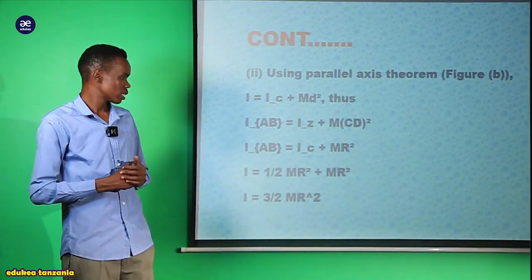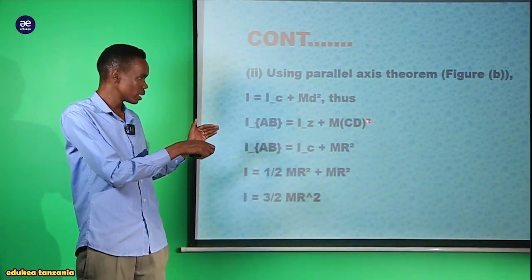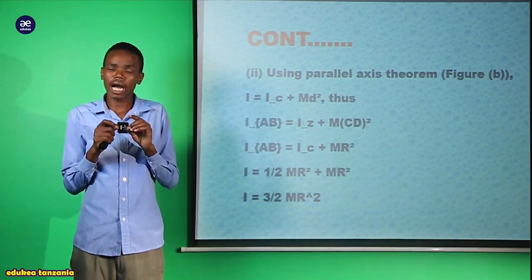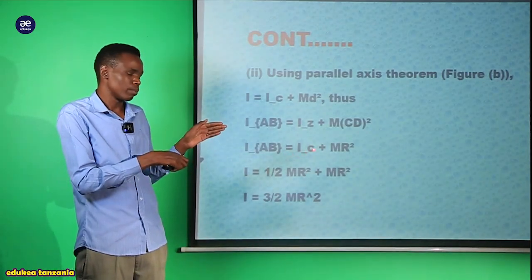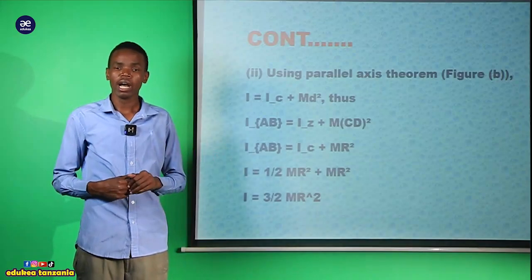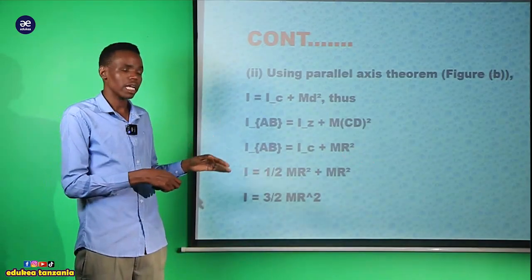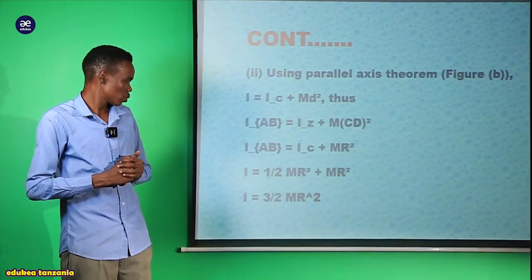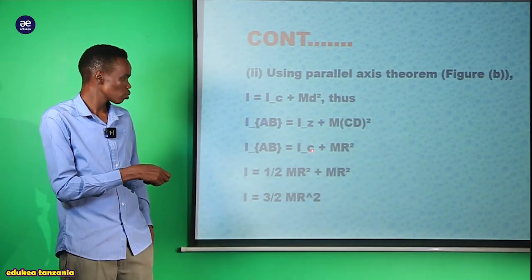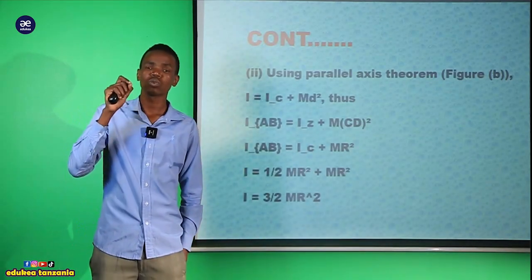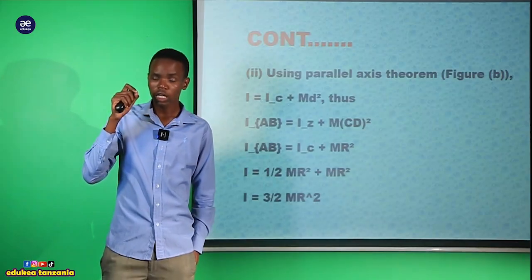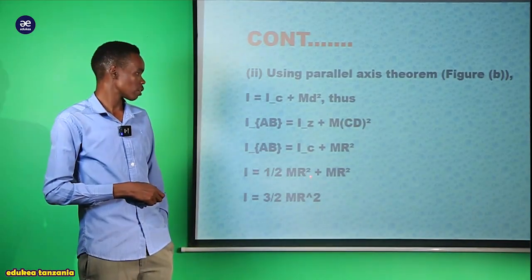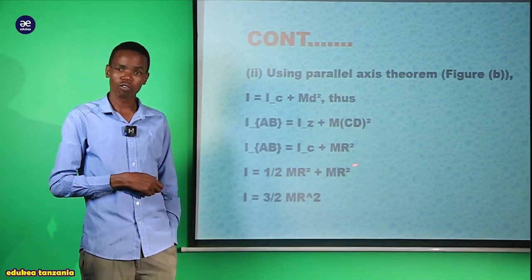Therefore, if we simplify here, we obtain that the moment of inertia along the AB must be equal to the moment of inertia along the center, then we add M r squared. After this, my dear student, we were supposed to substitute the moment of inertia through the center for the uniform circular disk, which we know is equal to half M r squared.